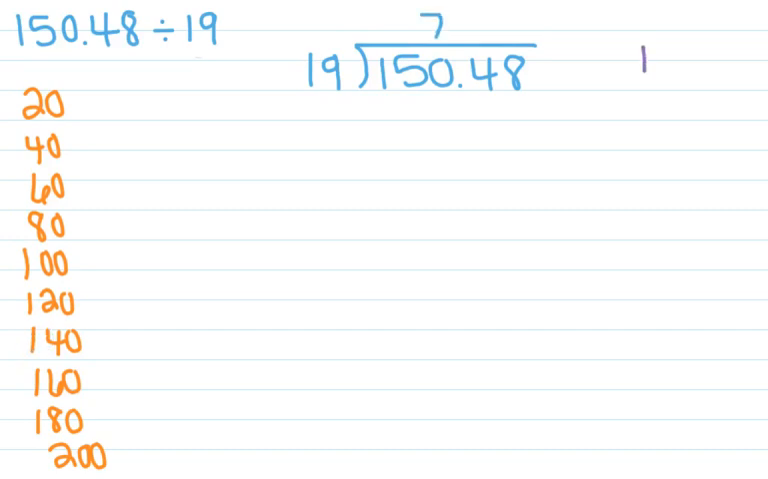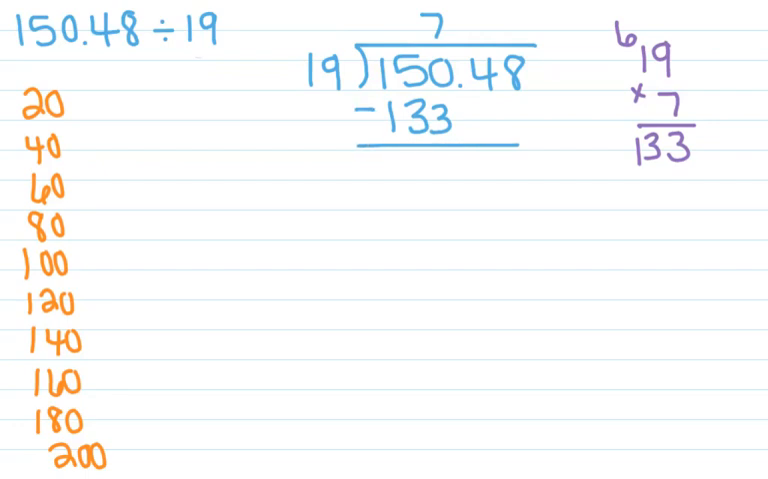And I'll multiply off to the side, 19 times 7. And I get 133. 19 times 7 is 133. When I subtract, I get 17. I bring down the 4. Okay, 19 goes into 174. I'll estimate 1, 2, 3, 4, 5, 6, 7, 8. I'm going to try 9 times.